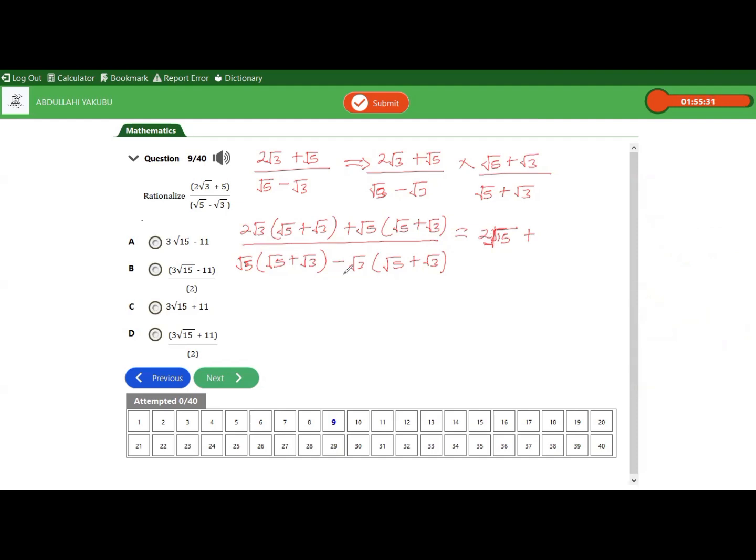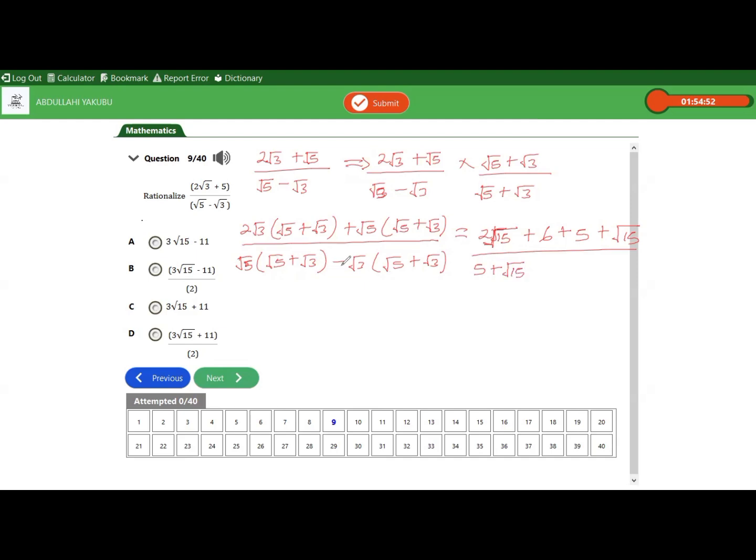So in that case, 2 root 3 times root 3 is going to give us 6. Then plus root 5 times root 5 gives us 5. Plus root 5 times root 3 gives us root 15, all over root 5 times root 5, which gives us 5, minus root 5 times root 15 over root 3. That will give us root 15. So we have plus there. It's going to be plus, not minus, because this is the plus. So root 5 times root 3 gives us root 15, right?